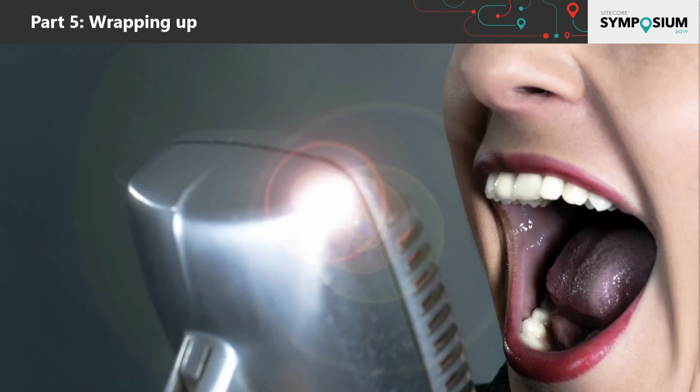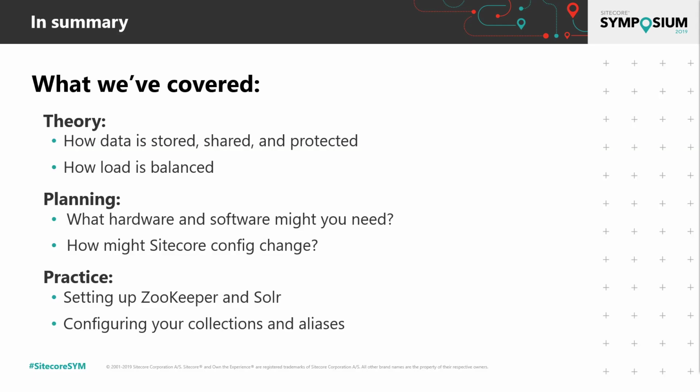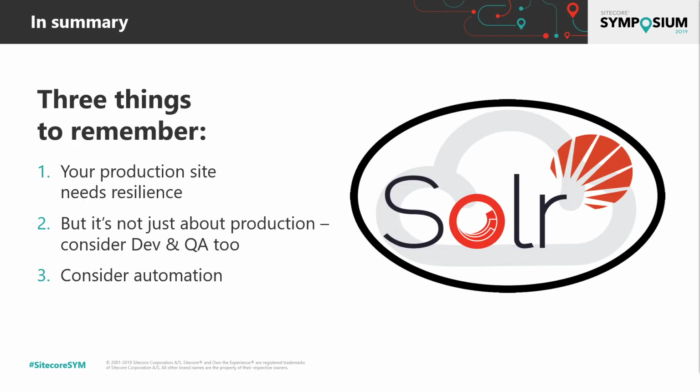So there you have it. From blank servers to Solr Cloud harmonizing with the latest Sitecore. Let's do a quick recap of some key points. We've talked about the theory of Solr Cloud, how Zookeeper shares data and load balancing shares requests to give you resilience. We've talked about planning, hardware, software and config you think about before you start an installation. And we've discussed the practical process of installing Solr Cloud, configuring Zookeeper and Solr to get a cluster running, getting collections and aliases sorted, plus tweaking your Sitecore install to match.